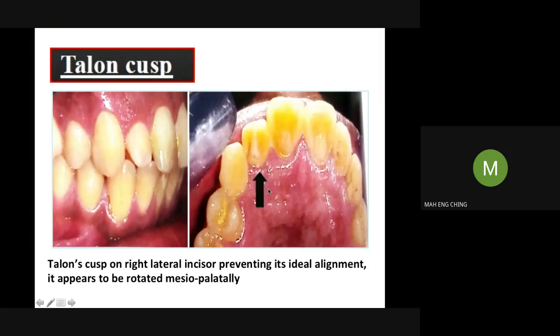Talon cusp means it's just like an eagle's talon. This usually happens on the lateral incisor, or sometimes the central incisor. It can also happen on the buccal surface of the molars. Whatever shape looks like a talon, they call it a talon cusp. This talon cusp is just something extra. Sometimes it causes a disturbance to the occlusion, and sometimes it is more prone to caries with food stuck.